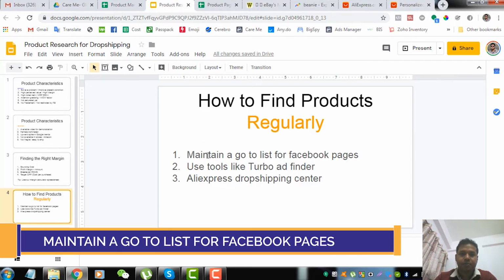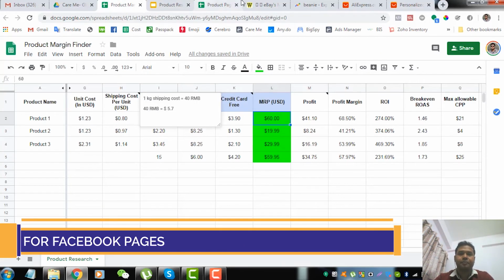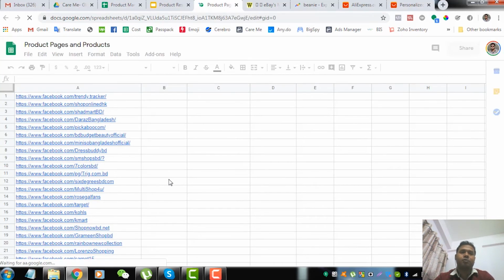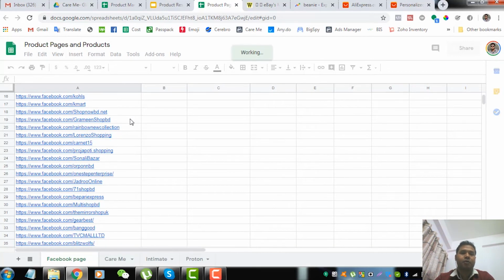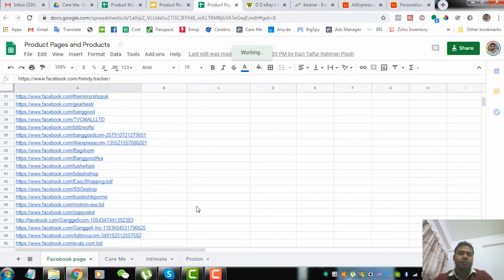Number one is to maintain a go-to list of Facebook pages. Here, this is my product research tracking sheet, which I use with my team. What we do here is make a big list of all the potential sites that we can think of, or that we believe will launch new profitable products every single day, so that we can spy on them.